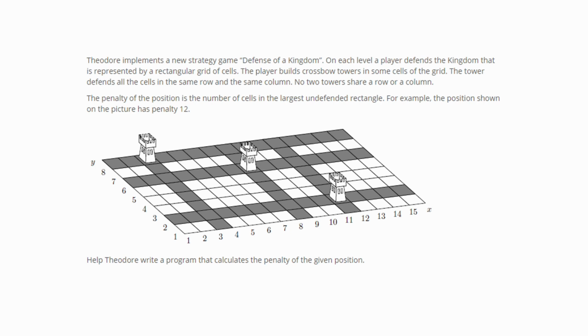The penalty of the position is the number of cells in the largest undefended rectangle. For example, the position shown on the picture has a penalty 12. Help Theodore write a program that calculates the penalty of the given position.